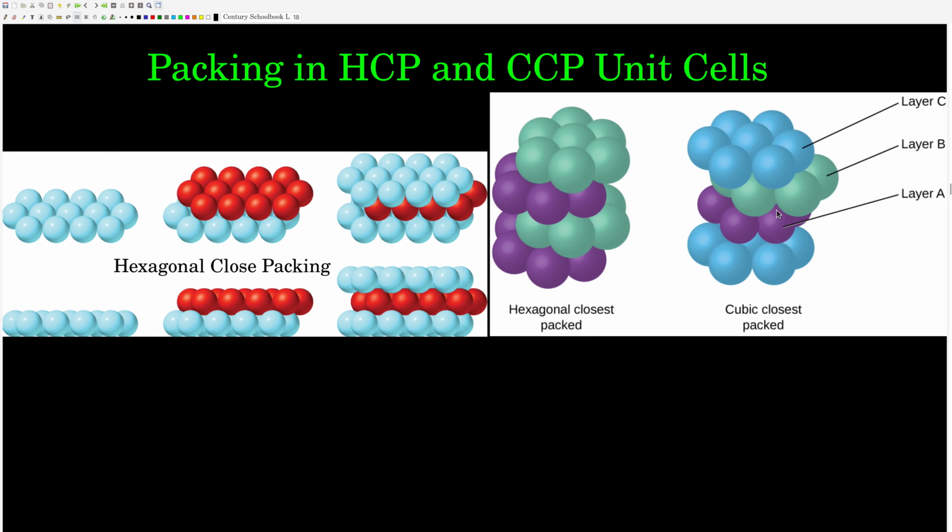So we don't repeat until after 3 layers. We have A, B, C, like that. If you have any spheres that you have enough of, like some oranges or tennis balls or something like that, you can see this yourself. You don't need that many. Just lay out some on the floor, and then put the next layer on just like this, and then play around with it, and you should be able to see this.